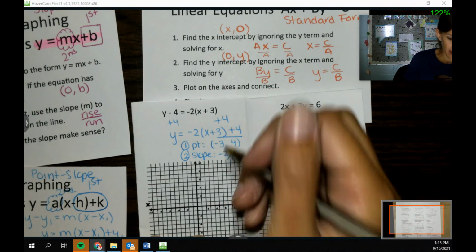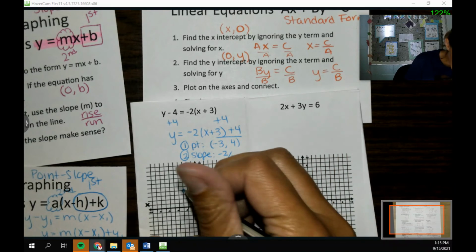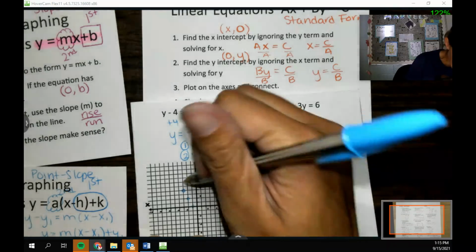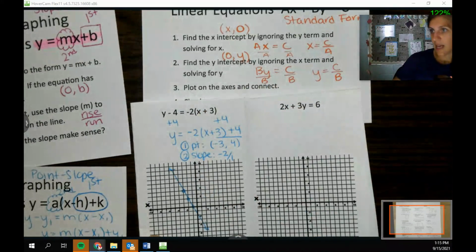Plot our point, and then do our slope of down 2 over positive 1. And you can do as many as you want or as few as you want. And there you go.